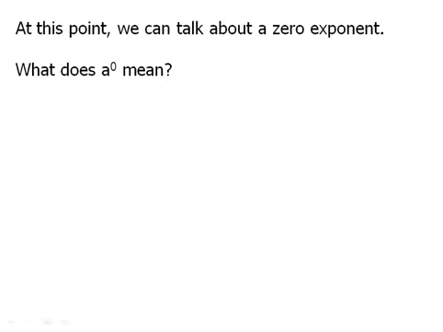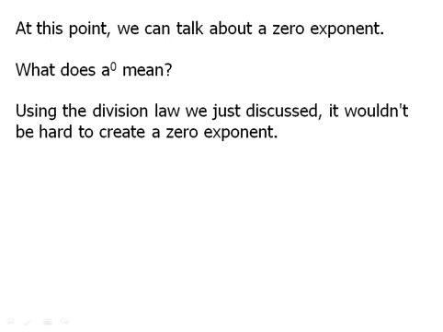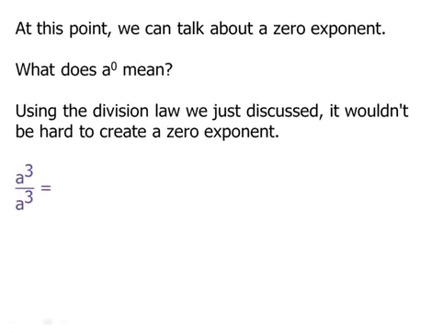At this point, we can talk about a zero exponent. So far, we've talked only about positive integers, but now we can expand to zero. What does a to the 0 mean? Using the division law we have just discussed, it wouldn't be hard to create a zero exponent. In other words, all we'd need is to divide two powers that have the same exponent, and the subtraction will lead to 0. So, for example, if I divide a cubed divided by a cubed, according to the law of exponents that we just have derived here, this means subtract the exponent. This should be a to the 3 minus 3, which is a to the 0.